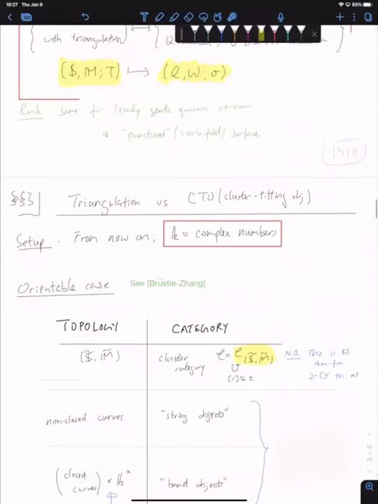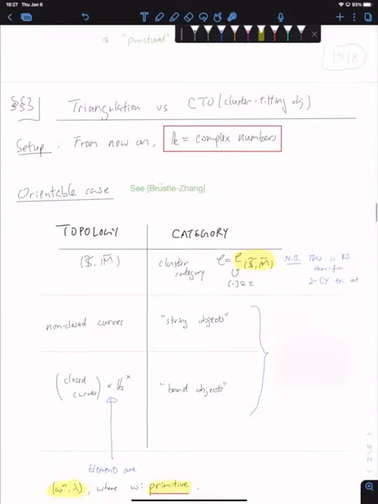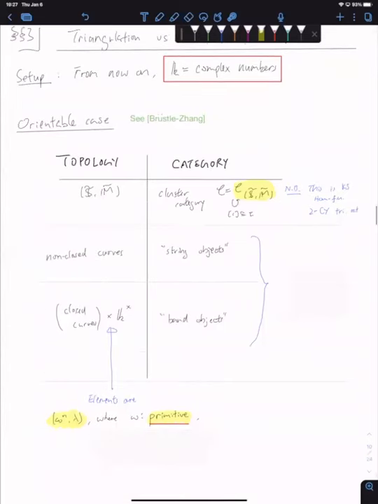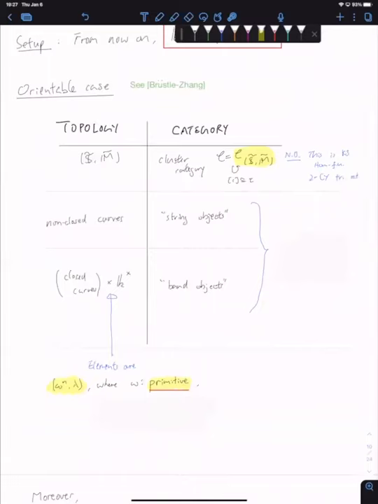So next, let me review the classical correspondence between objects in the cluster category and orientable surfaces. From now on, I'll fix my underlying field as the complex numbers, because ultimately you want to do some Grassmannian thing. But if you only care about the algebra, then you will at least need a field whose characteristic is not 2. So the classical case is a dictionary between topology and category.